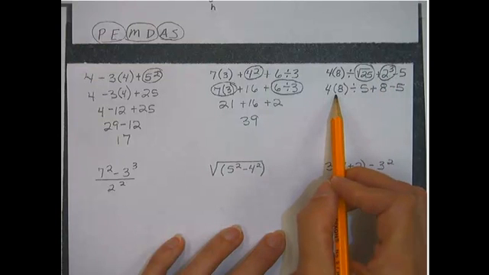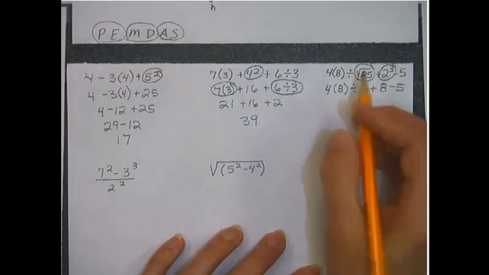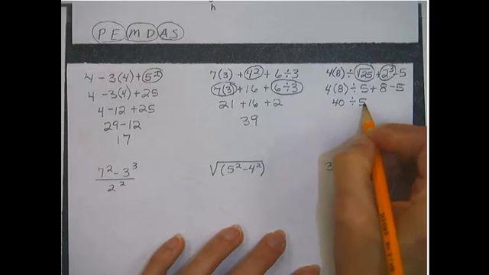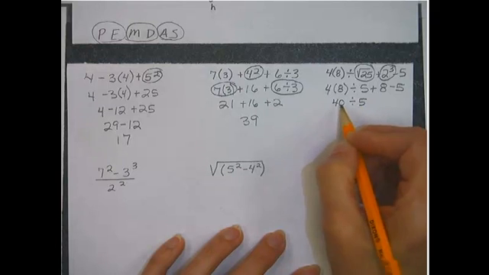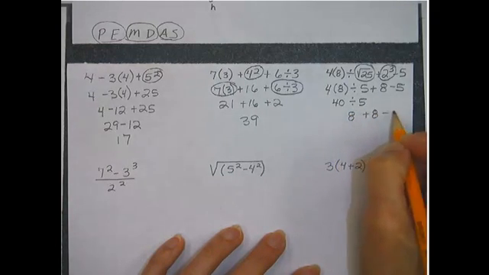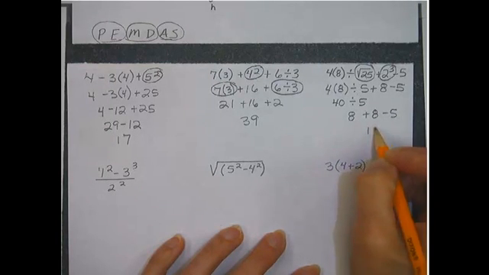Now I've got a multiplication that I need to take care of and a division. So 4 times 8 is 40 divided by 5. I'm doing them back to back, so I'm just going to hop down. 40 divided by 5 is 8, and then bring down everything else. So 8 plus 8 is 16, minus 5 would give me 11.